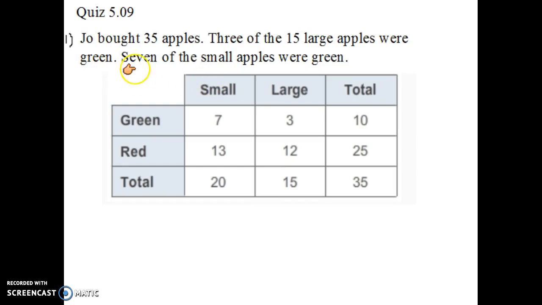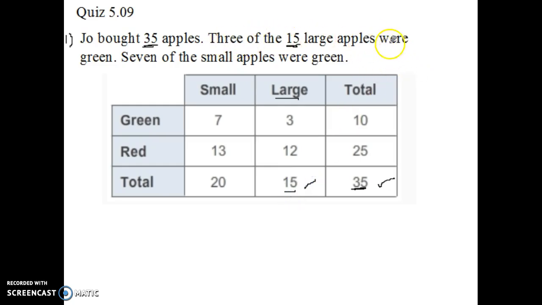All right, the first question is simply going to give you a scenario and ask you which table gives you that information. So this particular one, you just want to check some of your totals. Joe bought 35 apples, so that's our total. So 35 and 35, so we know that checks out. And then they give you a few more pieces of information. They say 3 of the 15 large apples. So 15 is our total for the large. So we look at the large column. 15 is our total. That's correct.